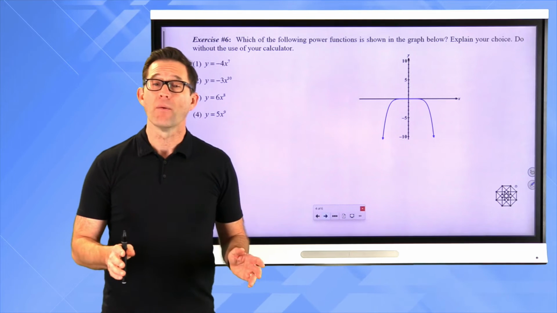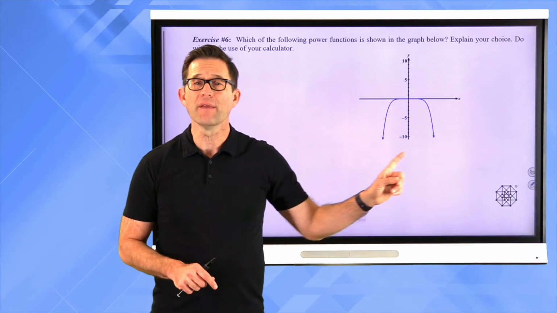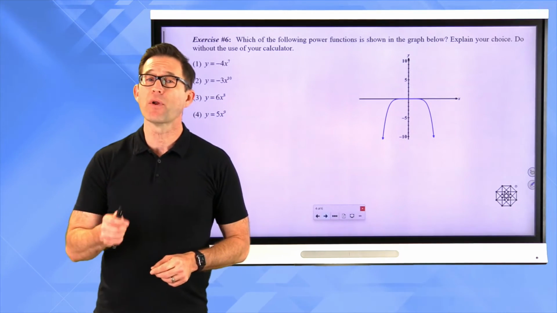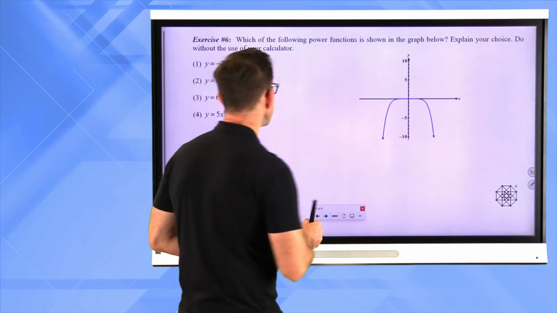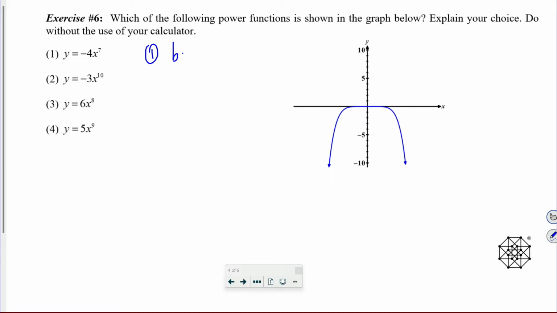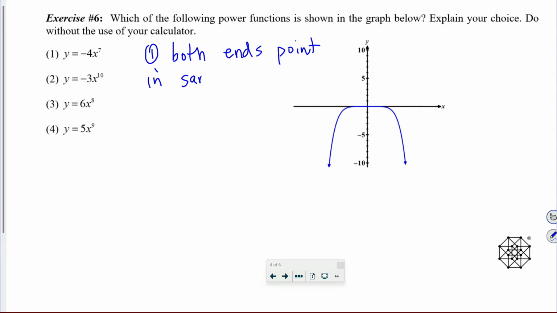All right, well, the fact that both ends point in the same direction means that the exponent must be even. So let's just write this down. Both ends point in same direction. That means power is even. All right, and that means it can't be choice 1 and it can't be choice 4.